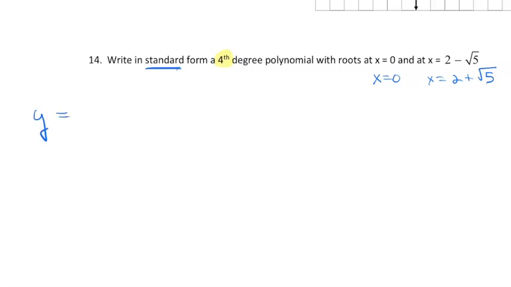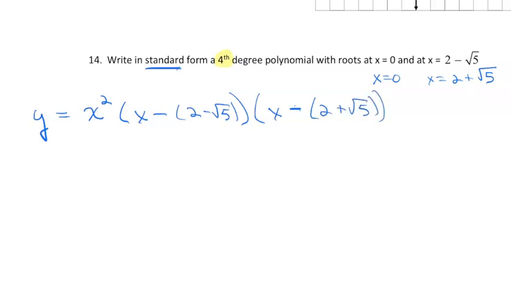Y equals, when you have roots of 0, then they appear as a single x in front of other factors. Because it's a double root, I'm going to say squared. Then I have x minus this root and x minus its conjugate.